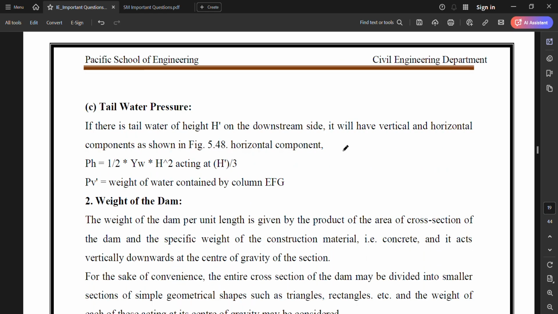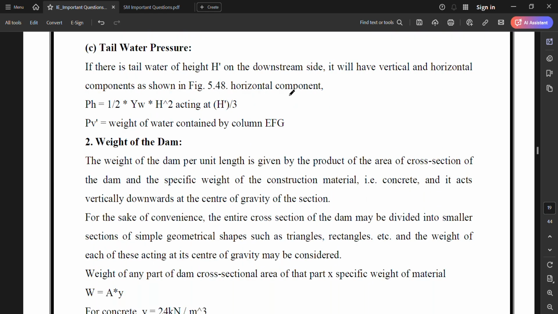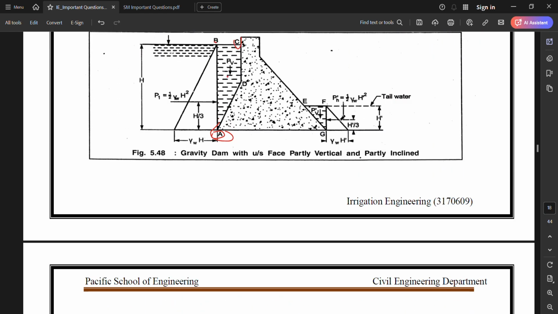Tailwater pressure. If there is a tailwater of height H dash on the downstream side, it will have vertical and horizontal components as shown in the figure. Horizontal component PH is equal to 1 by 2 YW into H dash square acting at H dash by 3. Vertical component is equal to the weight of the water contained by the column EFG. There is a column EFG, it contains tailwater. So this component carries the vertical pressure.